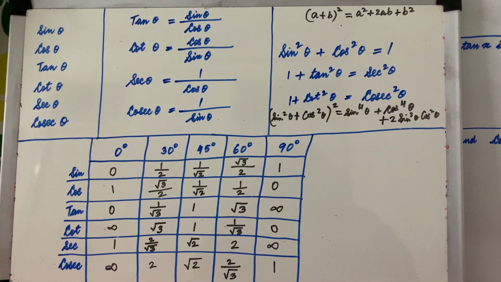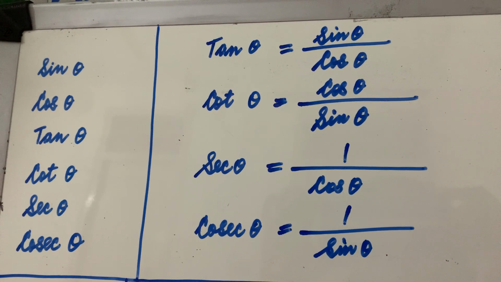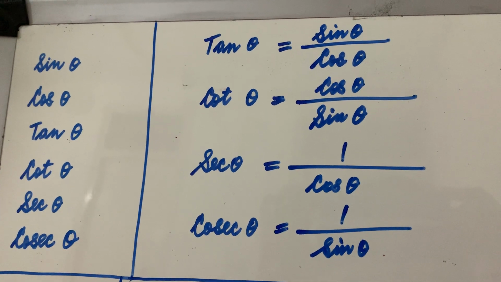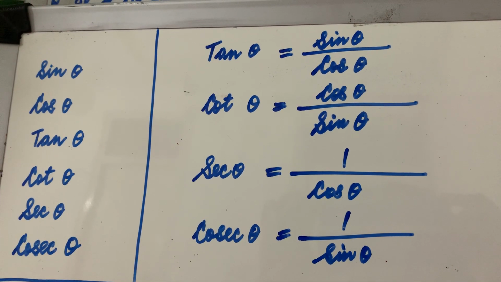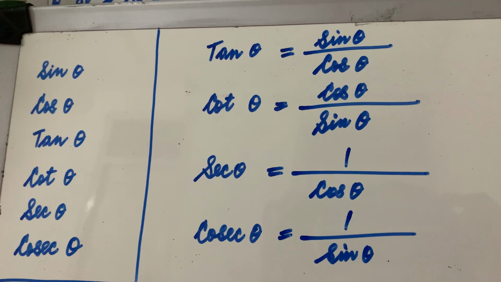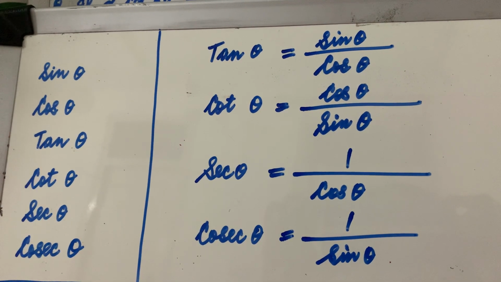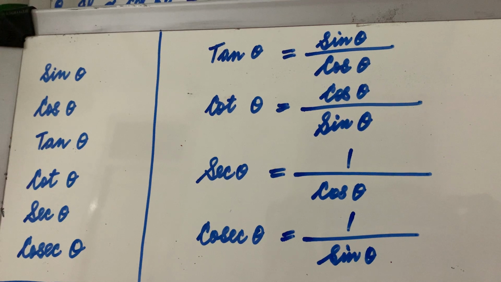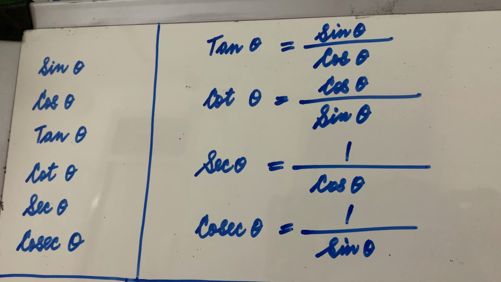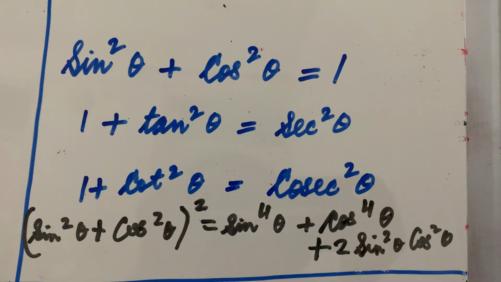So here are some formulas for trigonometry. We know the preliminary trigonometric functions sine, cos, tan, cot, sec, cosec. If you want to see what tan, cot, sec and cosec are in terms of sine and cos, tan theta is sine by cos, cot is cos by sine, sec is 1 by cos and cosec is 1 by sine. I'm sure all of you know all this, but I'm just doing a quick revision just before attempting any of the questions.